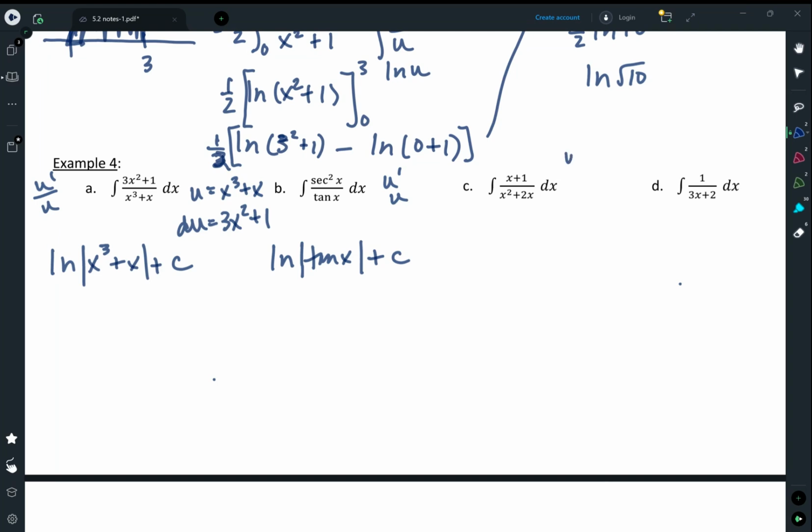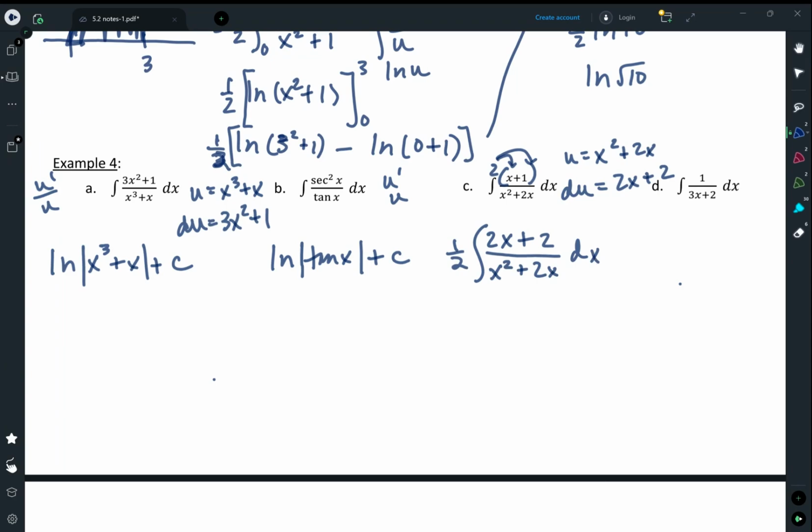If my u is x squared plus 2x, my du, the derivative of x squared plus 2x, would be 2x plus 2. But what I do notice is that is double the x plus 1. That's if I take my numerator and multiply it by 2. So I'm going to go ahead and do that, make this a 2x plus 2, which means I've essentially just distributed a 2 into both of them. But if I multiply by 2, I also have to multiply by a 1/2. And then my denominator is x squared plus 2x dx. So this is going to be 1/2 times the natural log of x squared plus 2x plus c.